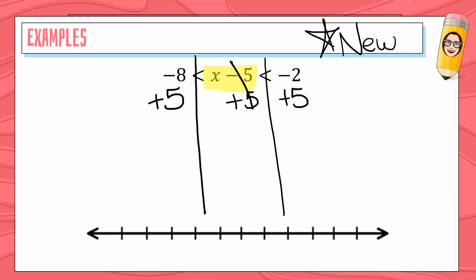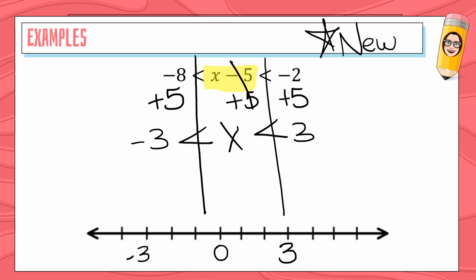We expect that to cancel, right? We're opposite operations. They cancel each other out. So the x falls down, my symbols fall down. Take care of your calculations. And that's it. My variable's by itself. Now my smallest number is -3. My biggest number is +3. They both get open circles, right? You can do that easily.